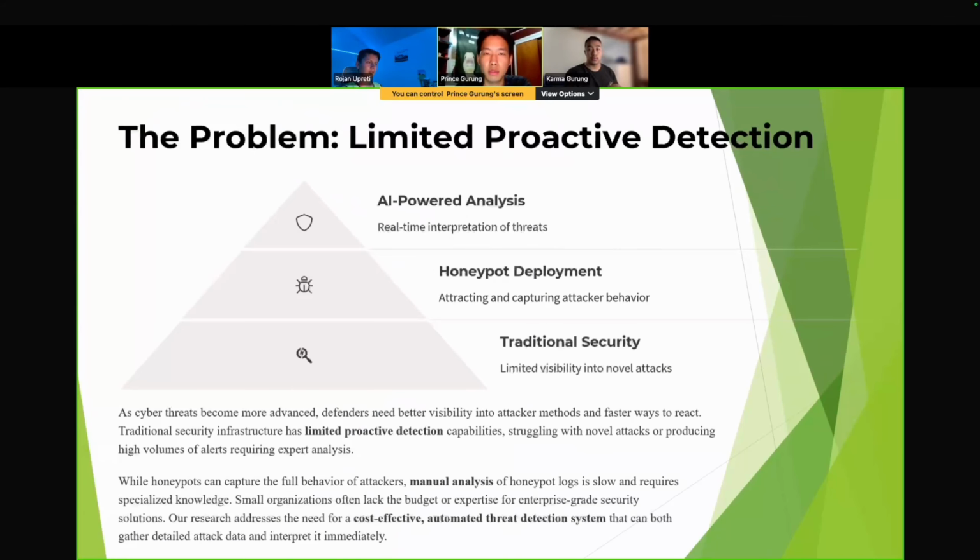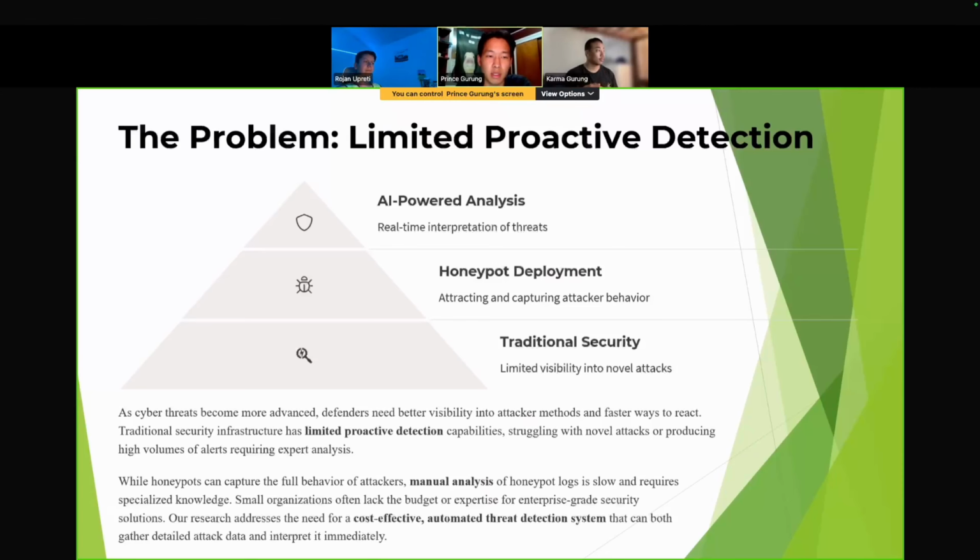Some of the problems are limited proactive detection, and the solution includes AI-powered analysis, which means real-time interpretation of threats. It also includes honeypot deployment, which means attracting and capturing attacker behaviors. Traditional security, on the other hand, only gives limited visibility into novel attacks.